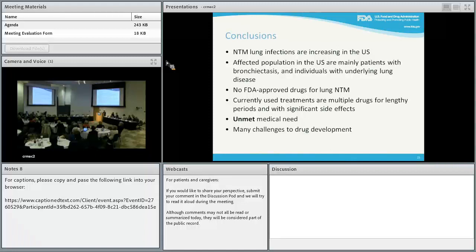So in conclusion, NTM lung infections are increasing in the United States. The affected populations are mainly patients with bronchiectasis and patients with underlying lung disease. We have no approved FDA therapies for this condition. The currently used treatments are multiple drugs used off-label for lengthy periods of time and are associated with significant side effects. So we realize that there is a huge unmet medical need. But having said that, we also have many challenges to drug development that hopefully we will have a chance to discuss further this afternoon. Thank you.